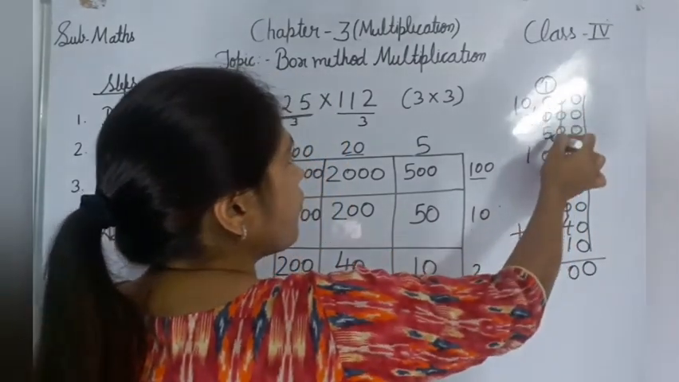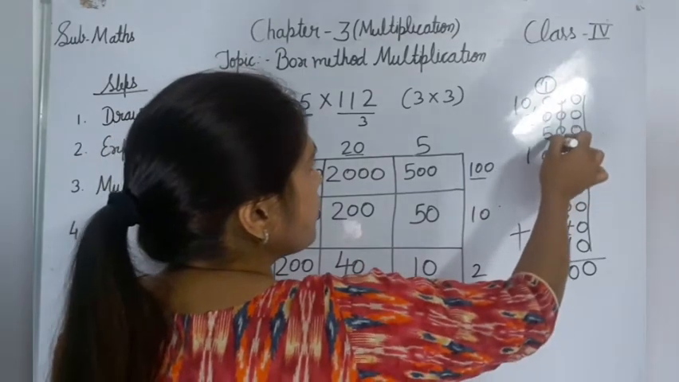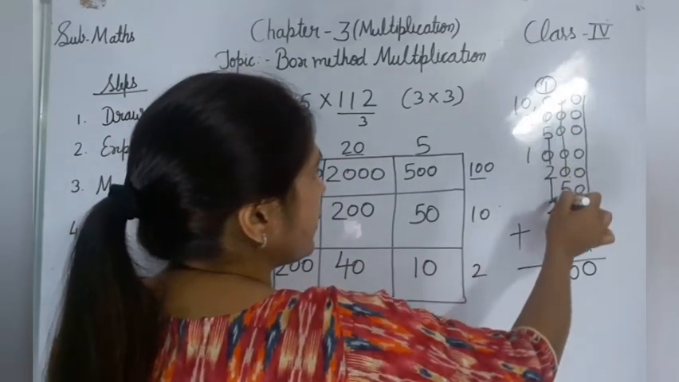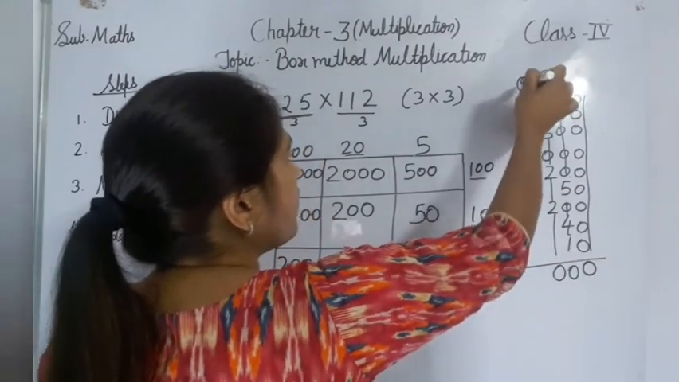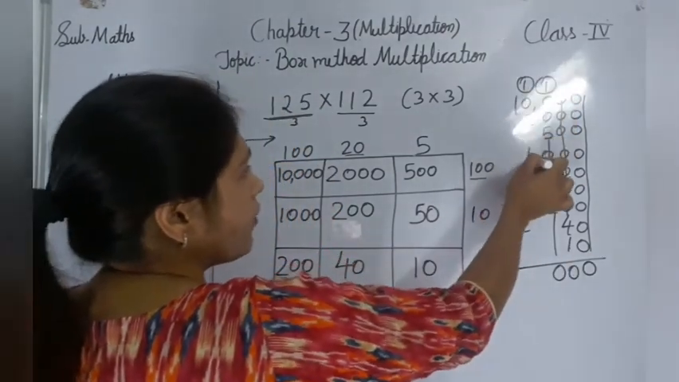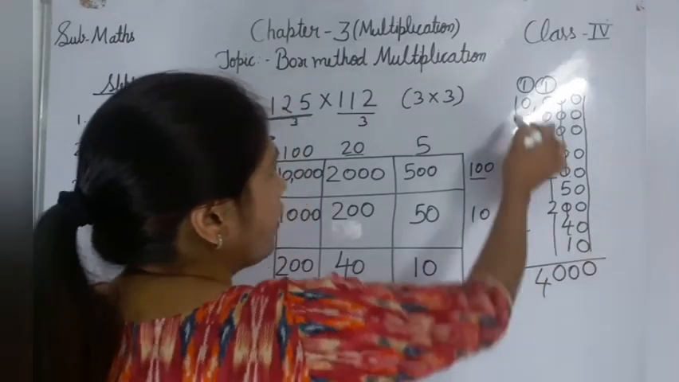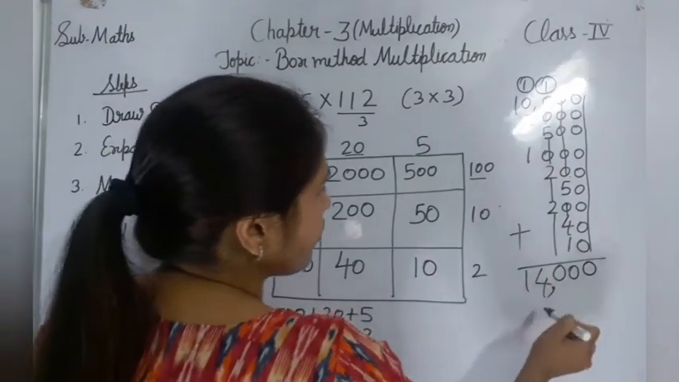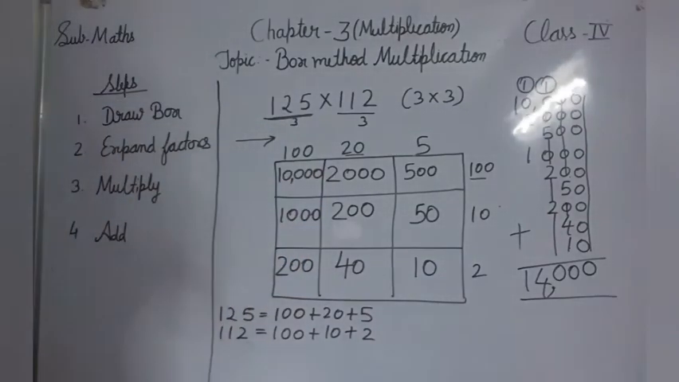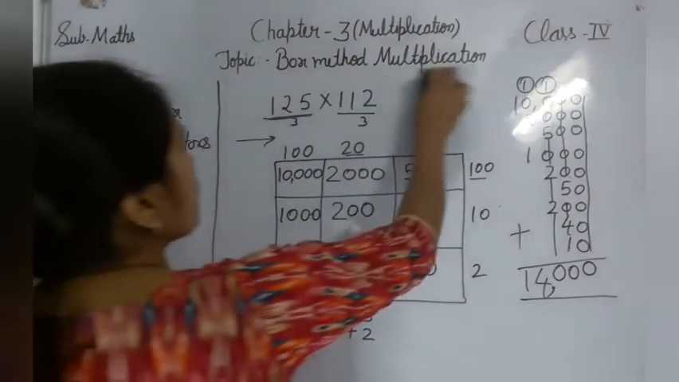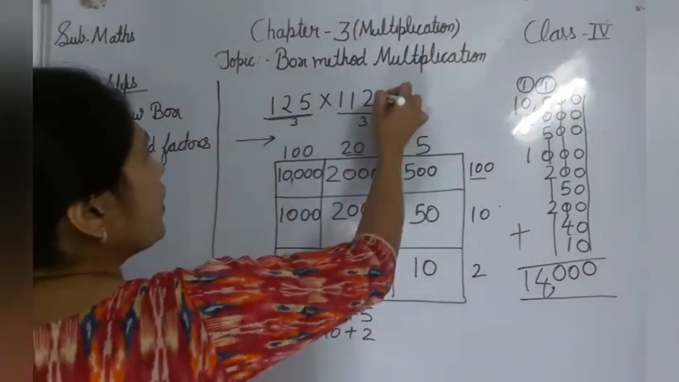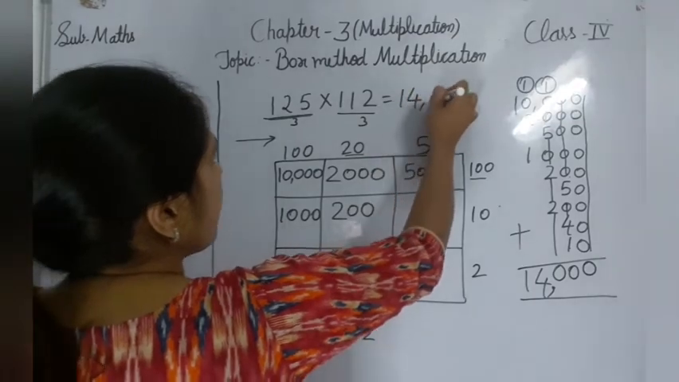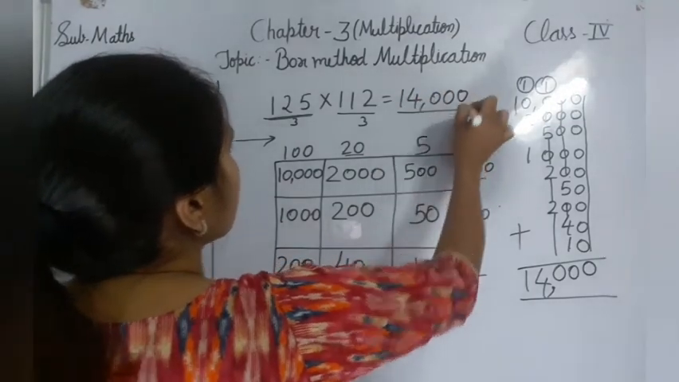Now 0, 0. 5 and 1, 6. Yes, 6 and 2, 8. 8 and 2, 10. 0, 1 will go carry forward. 1 and 2, 3 and 1 makes 4. And 1 will come here. So 14,000. This is the answer. So if you multiply 125 by 112, you will get 14,000. This is the answer. Clear?